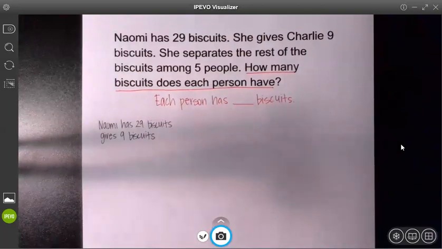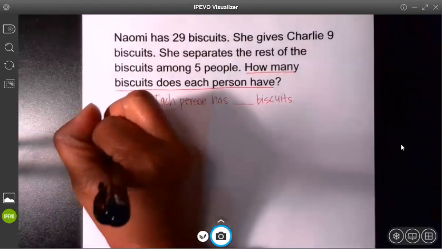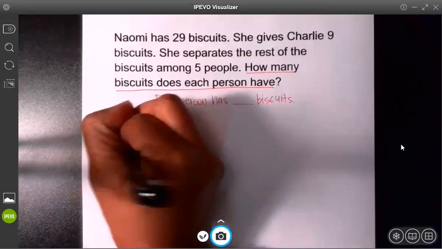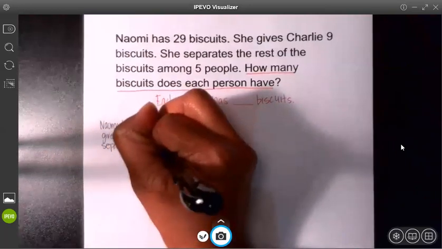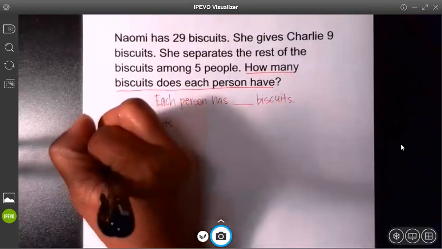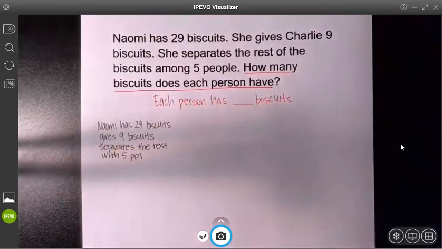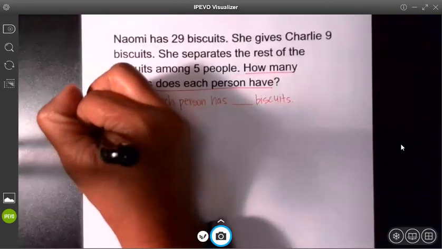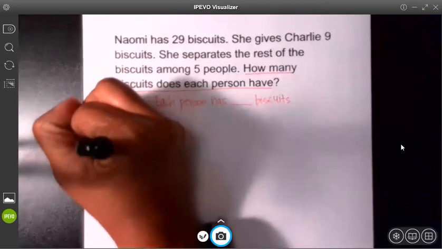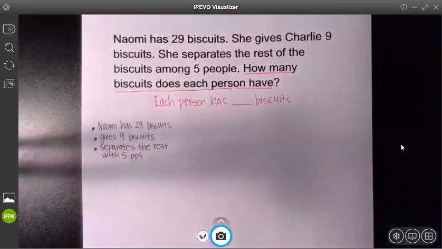So the next sentence says she separates the rest of the biscuits among 5 people. So the information they're telling us is that she separates the rest with 5 people. Now, with your list, you can always put bullet points. That way, you know what each item is that is in your list.